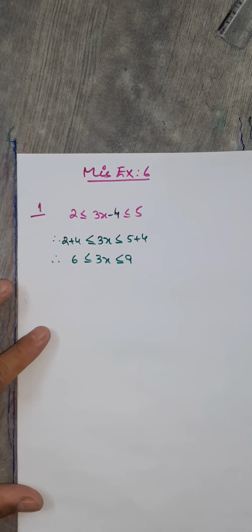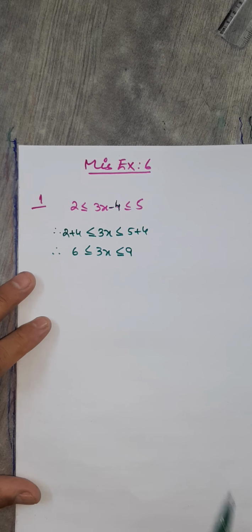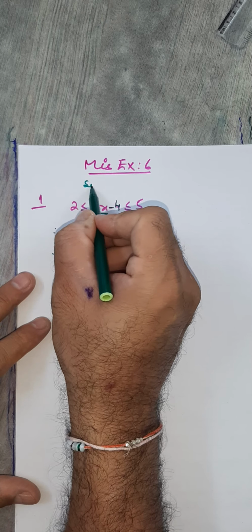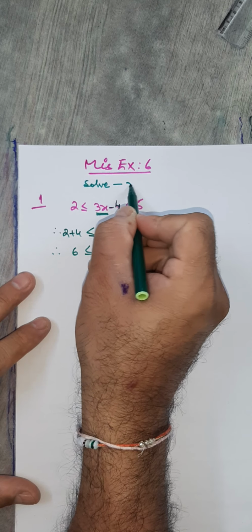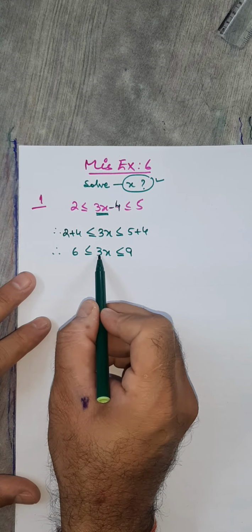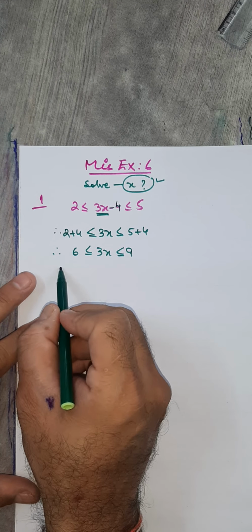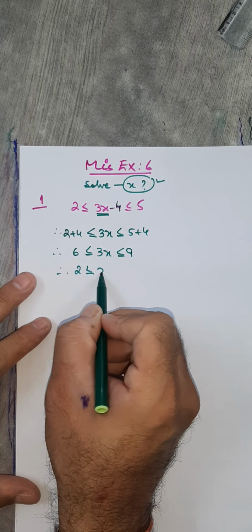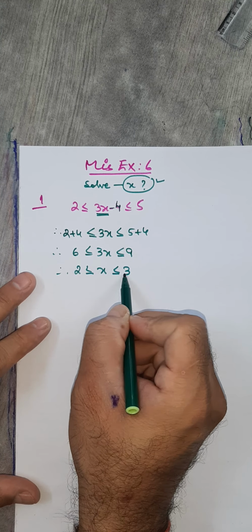What I did, just I have added 4. Why I added 4? Because I want just x. Solve means get x, remember. Solve means find the value of x. Now I don't want 3x, I want x. So dividing by 3. So 6 by 3, which is 2, less than or equal to x less than or equal to 3.